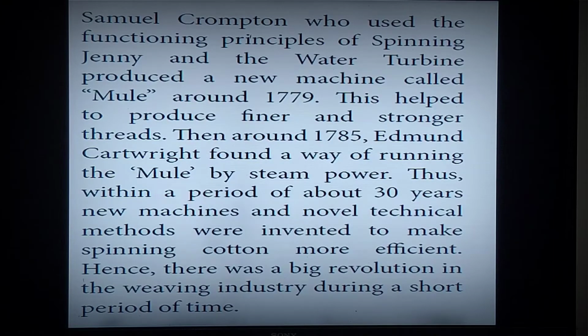Samuel Crompton, who used the functioning principle of the spinning jenny and the water turbine, produced a new machine called the Mule around 1779. This helped to produce thinner and stronger threads. Then around 1785, Edmund Cartwright found a way of running the Mule by steam power. Thus, within a period of about 30 years, new machines and new technical methods were invented to make spinning cotton more efficient.